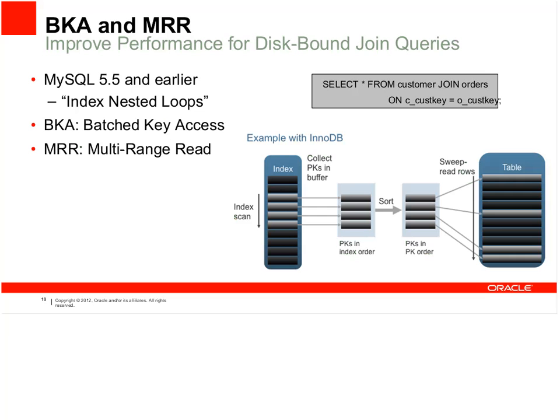So what this does is it actually looks at the customer table, gets all the keys in a batch, as the name implies, sends that down to the storage engine, and then the storage engine matches those to the order index, and then it sorts it in table order, in natural order, and it sweeps the table and does a table scan so that it can get that data sequentially.